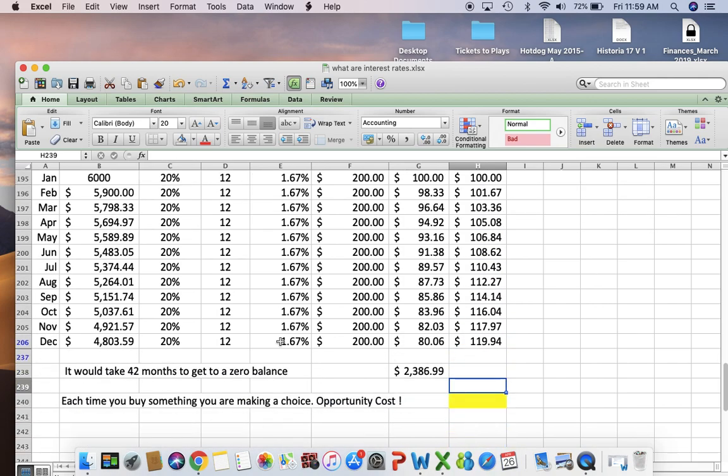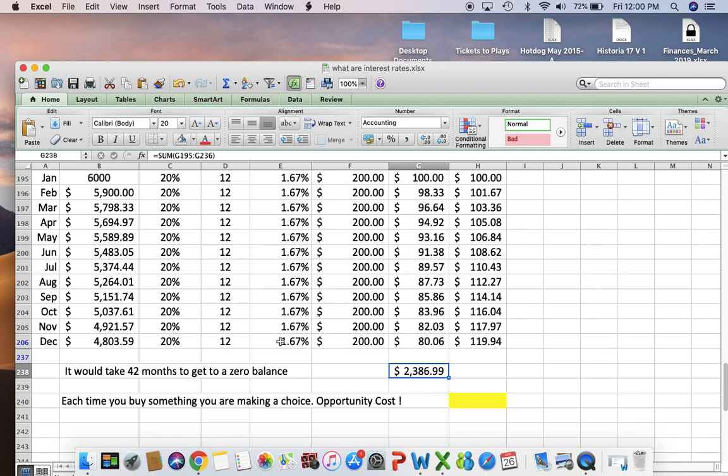In this scenario, it would take you 42 months, almost 4 years, to get to a zero balance, and this also assumes you don't use the credit card for anything else. But what's really painful is you borrowed $6,000 to go to Hawaii, and you paid $2,400 for that privilege. So you paid $8,400 for your $6,000 trip to Hawaii.